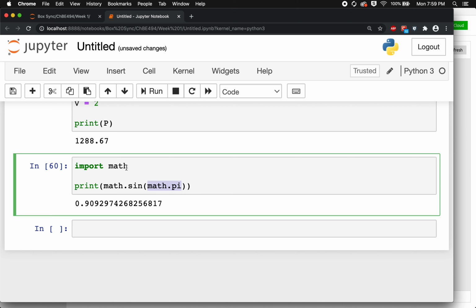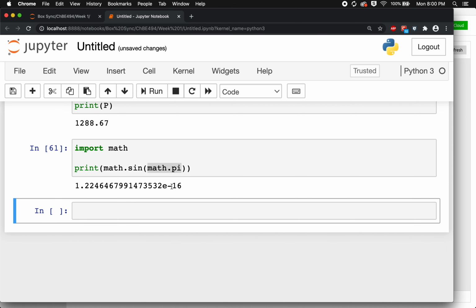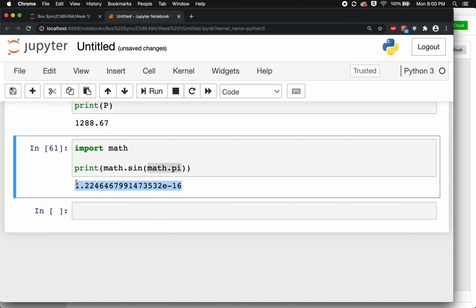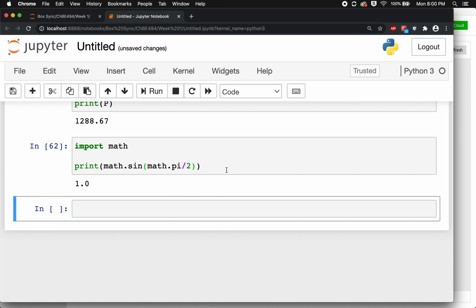Within the math library, what this is saying is, let's call the sine method or sine function. And here it's saying within the math library, let's get this constant pi. And then I run it. Basically, this is effectively 0. This is kind of machine precision 0, and sine of pi is 0. And if I divide it by 2, this is going to give me 1, which makes sense.